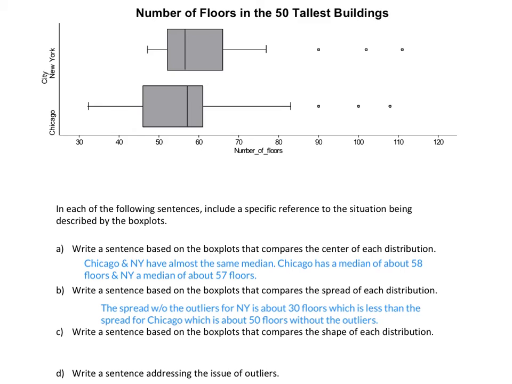The spread without the outliers for New York is about 30 floors, which is less than the spread for Chicago, which is about 50 floors without the outliers. We use that comparative language. We use comparative words, less than.